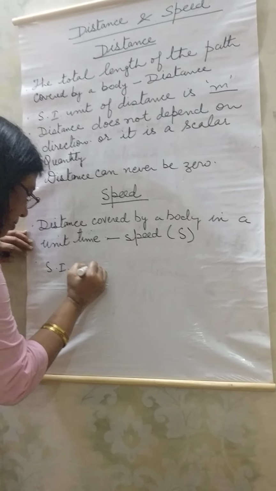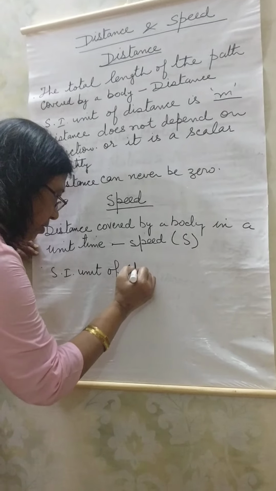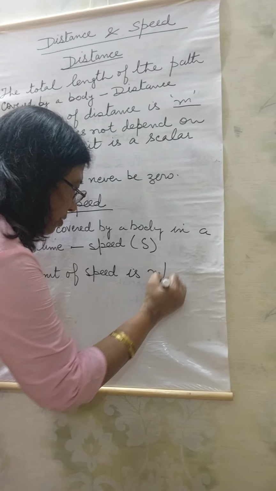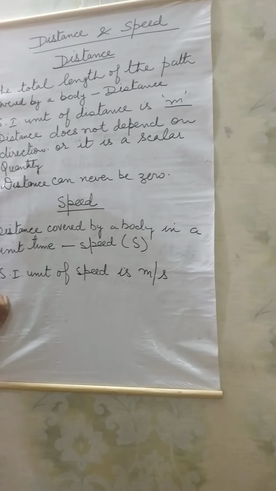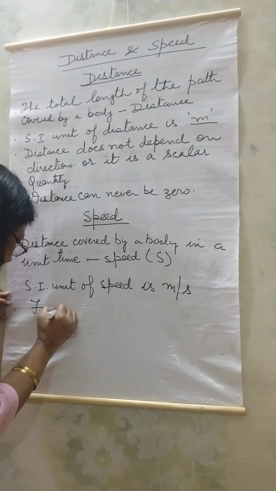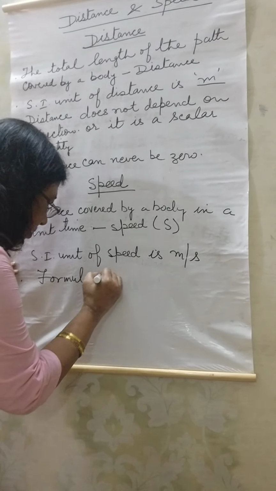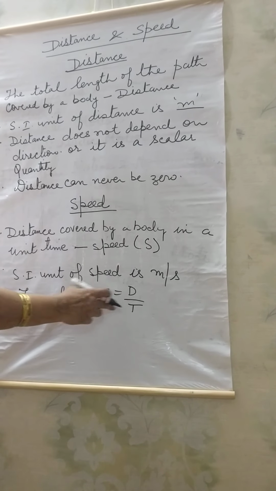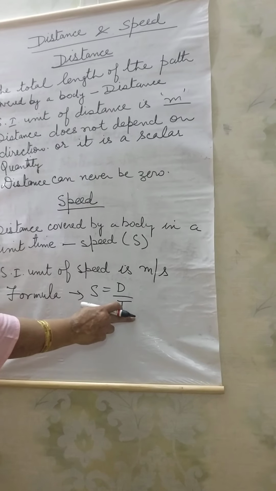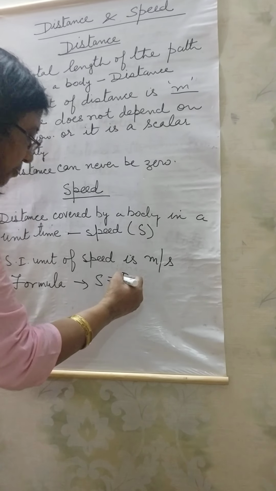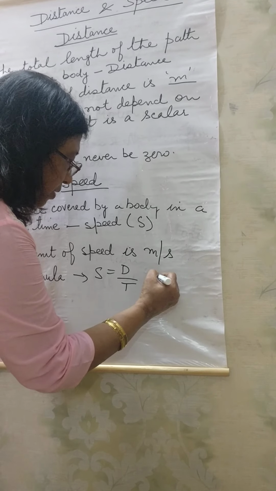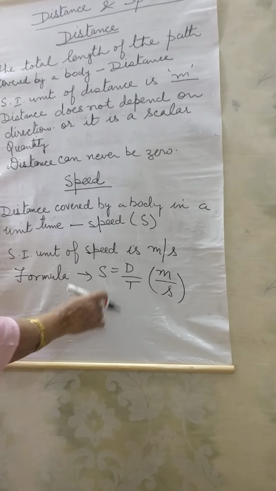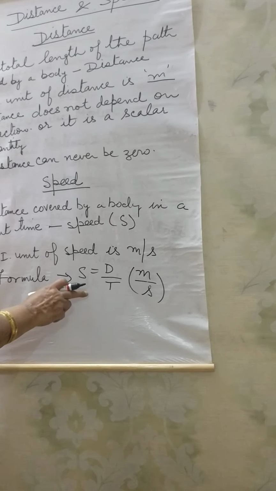SI unit of speed is meter per second. This I'll tell you how it comes, because there is a formula for speed. S stands for speed, D stands for distance, T stands for time. So when I am substituting, the SI unit of distance is meter and SI unit of time is second. So this becomes the SI unit of speed.